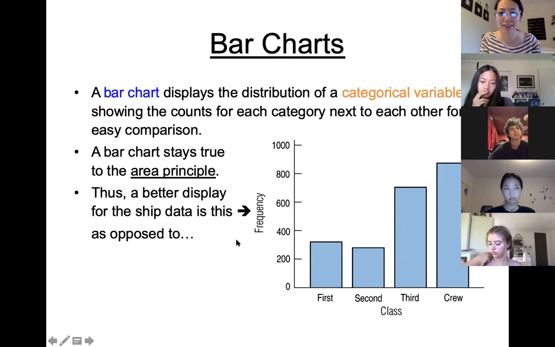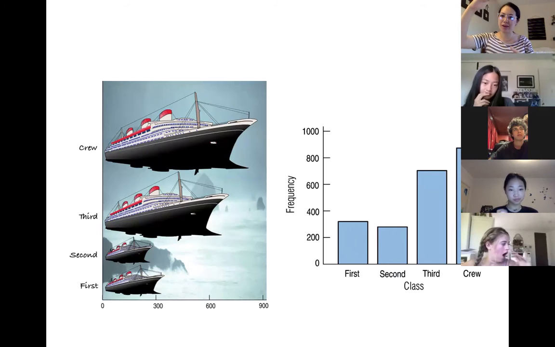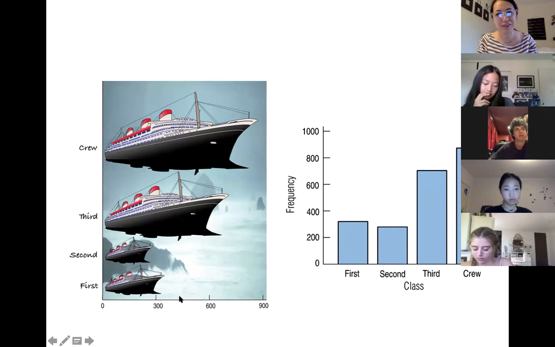Let me give you an example of one that doesn't stay true to the area principle. This Titanic ship graph, which looks great. I mean, that's fun. It has these ships, but if you look at the difference between, I don't know, first and second on the bars, there's not that big of a difference, but visually on the ship, it looks a lot more different because the area of the ship, or the length and the width of the ship, is changing. So because of that, this is not a great graph. Even though it looks pretty, a bar chart is better because it stays true to that area principle.